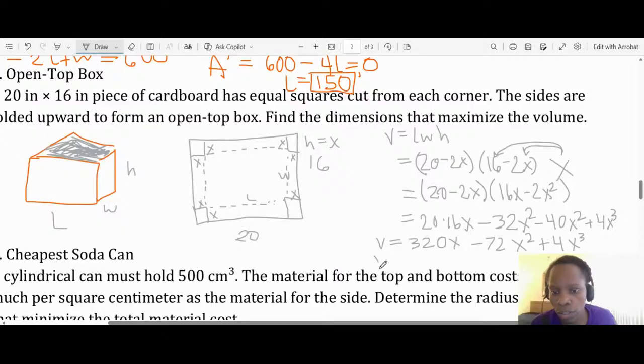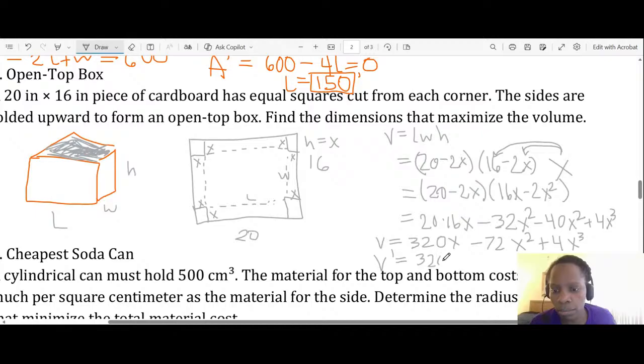Okay, so V prime is equal to 320 minus 72 times 2 times x plus 4 times 3 is 12 x squared. Okay. All right, so we got the derivative. We want to set it equal to 0 so we can maximize, find our critical values. Let's do that.